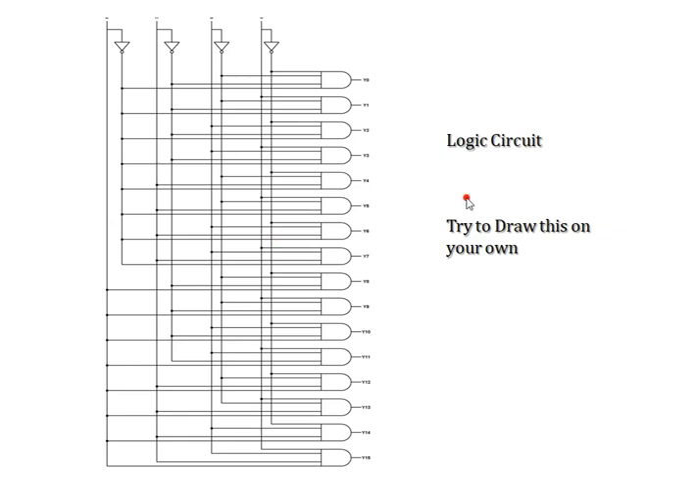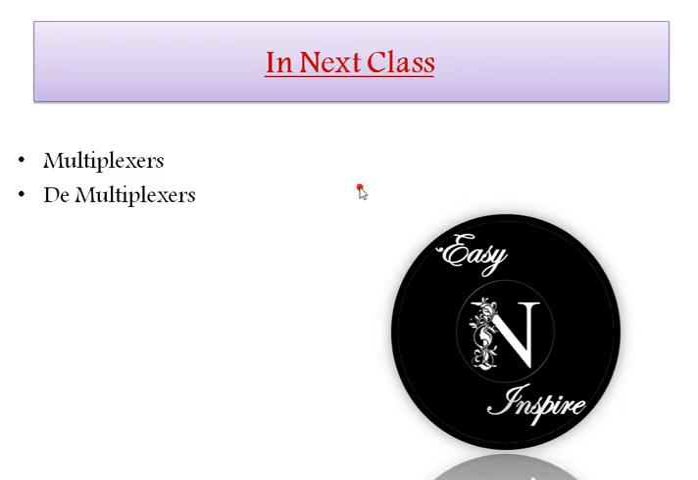Next, in the next class I am going to deal with multiplexers and demultiplexers. So far we have discussed decoders and types of decoders.